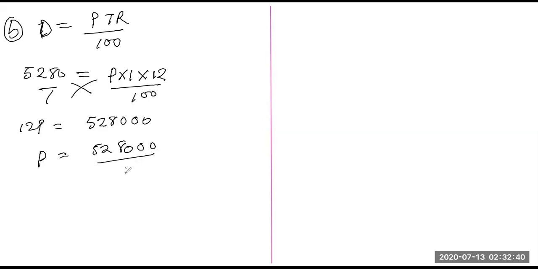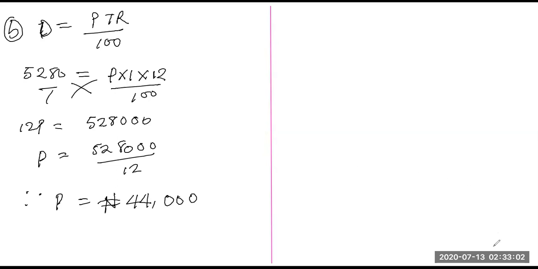So our p is equal to 528000 divided by 12. Therefore, our p is, if you use a calculating device, 44,000 naira. So that is our original amount of money invested. This original amount of money is what was invested.